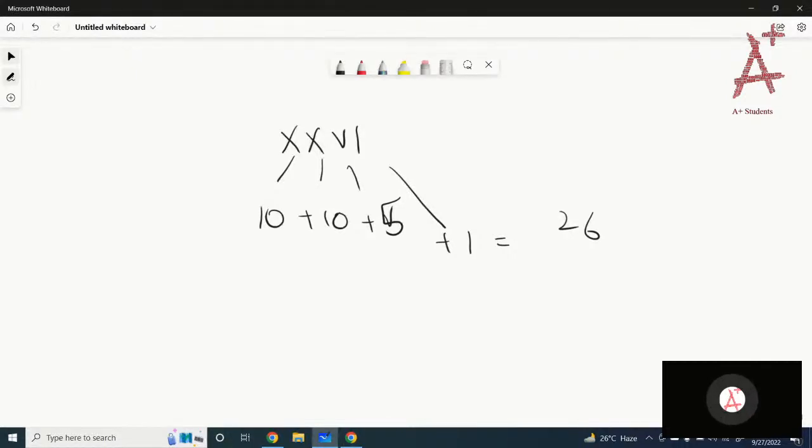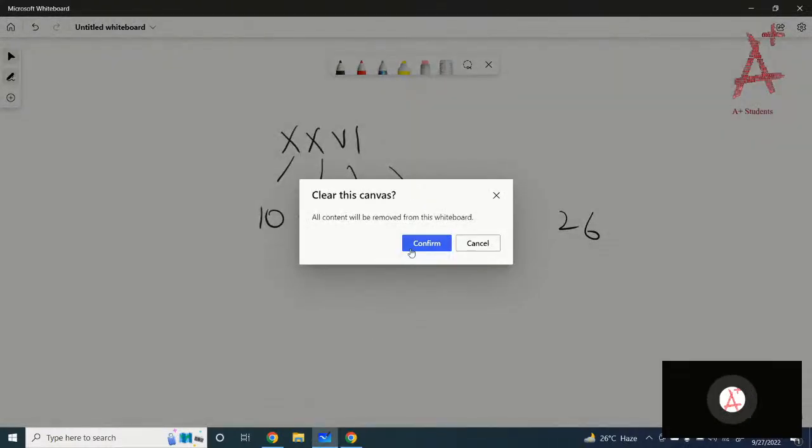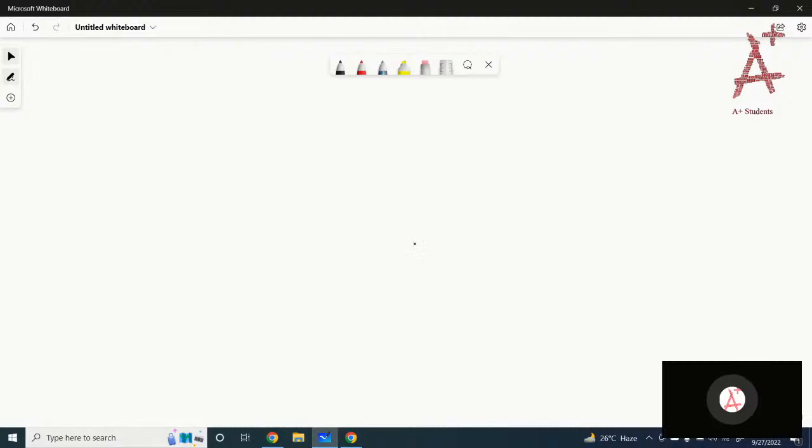The next one is, what number does the Roman numeral represent? You are given again a Roman numeral. You need to see what number it is. So we know that X is for 10 and IX is for 9. Got it?